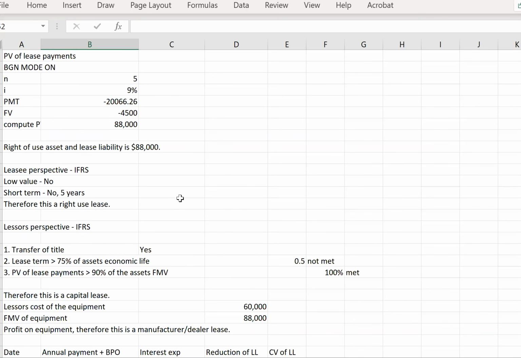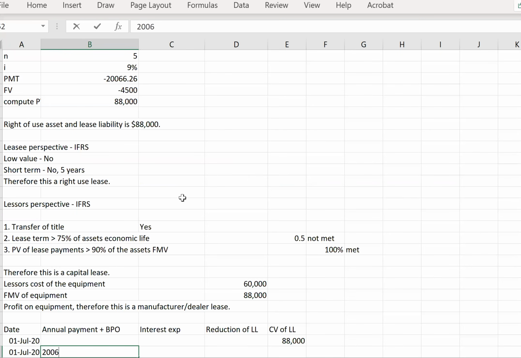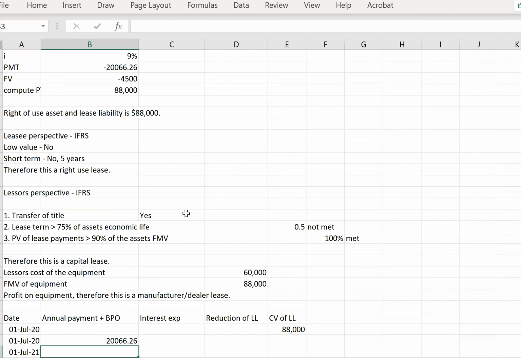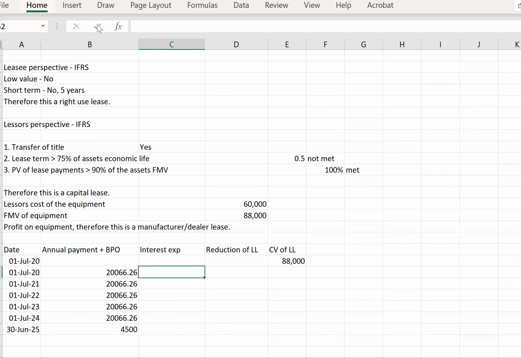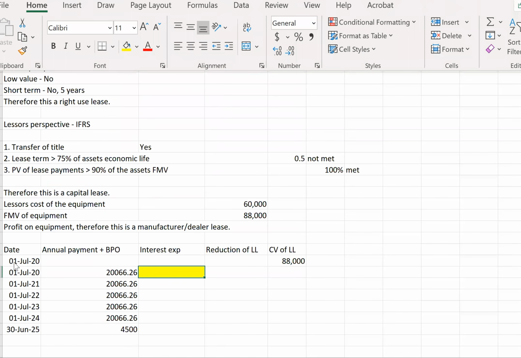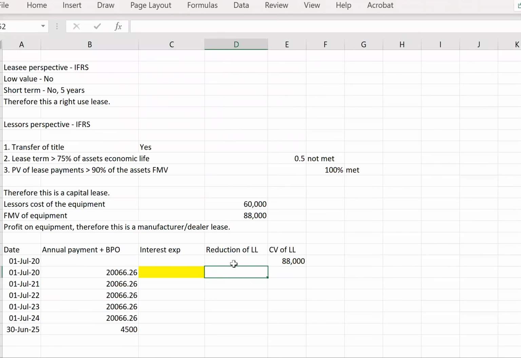Then we're going to have our annual payment here, of course, excluding executory costs, which is going to be $20,066.26. And this payment is going to be for these years here. And then in the end, we're going to have this bargain purchase option that's likely to be exercised. And because it's likely to be exercised, we're going to include it for the lessee. Now, interest expense on the first date, it's really important that we remember, is always 0 because this is on day 1. We can't accrue interest expense yet.